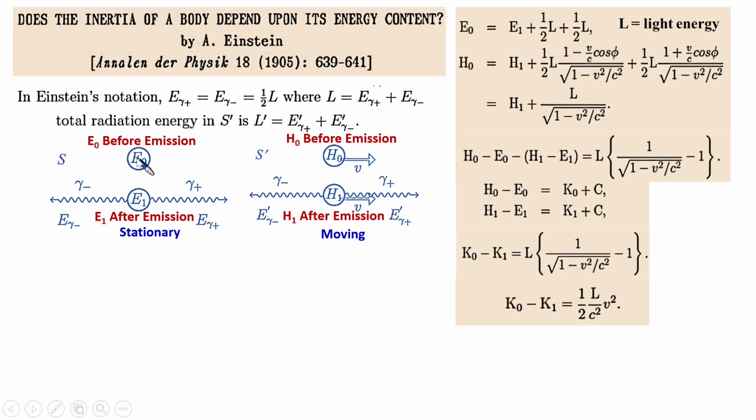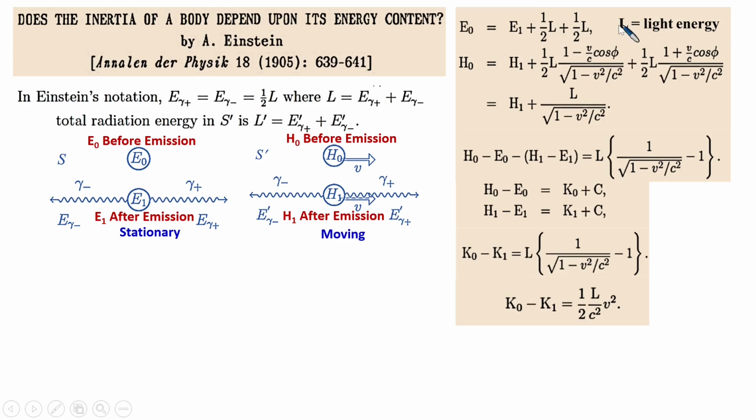This energy has to be conserved. So E0 is the initial energy, and the final energy is this E1 plus these 2 energies, okay? Half L plus half L, where L is the light energy. And for the moving frame also, this is your H0, the initial, and then when it emits, this is H1 plus. Since it is moving, I will derive it here.